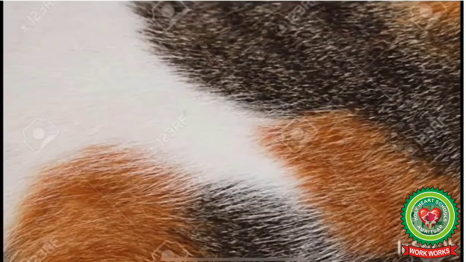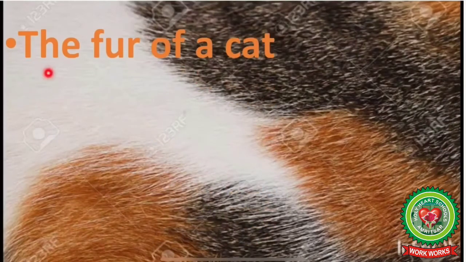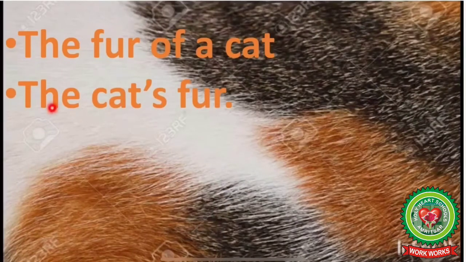Look at the next example: the fur of a cat. Here students, fur shows possession towards cat. So it can be written as the cat's fur. Here we have just added apostrophe s with the noun.